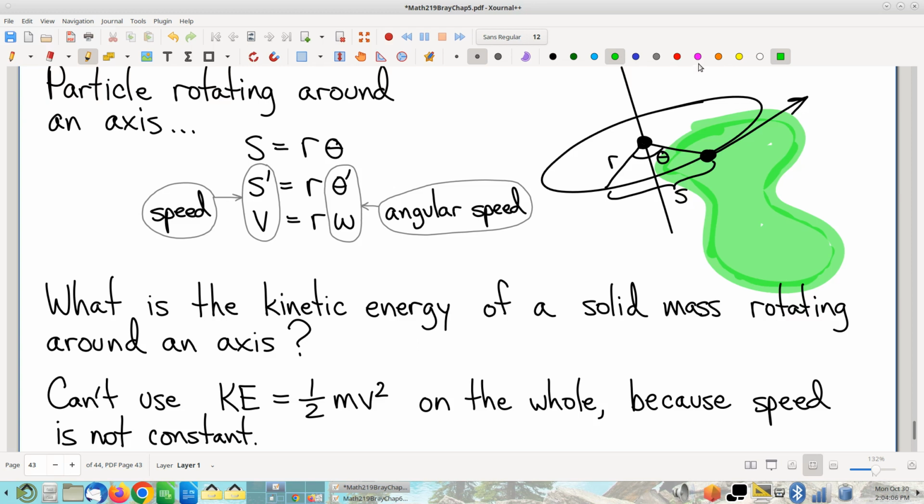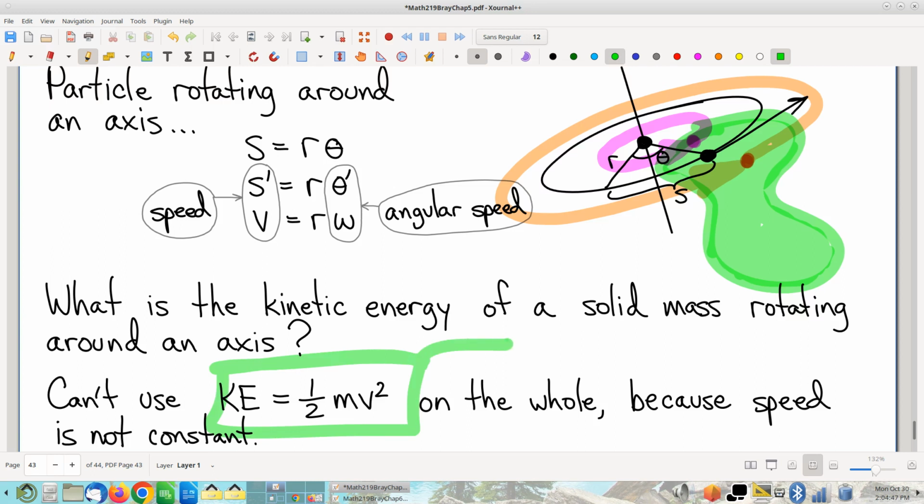The problem is this little piece of mass right here travels that distance in a full turn. In the same amount of time, this little piece of mass right here travels a much greater distance. This little piece of mass here, further away from the axis of rotation, is literally moving faster. It has a greater velocity than this little piece of mass right here, even though they're part of the same piece of mass.